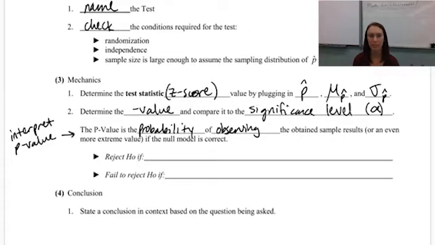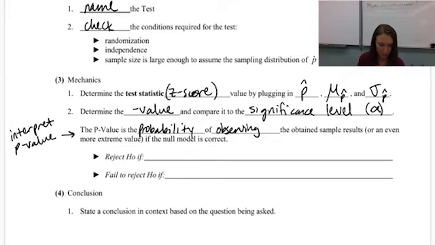But if the problem specifically says interpret the p-value, then this is what you're going to say. This is kind of like your script. So the p-value is the probability of observing the obtained sample results or an even more extreme value if the null hypothesis or the null model is correct. And of course, you would put a bunch of context in there.